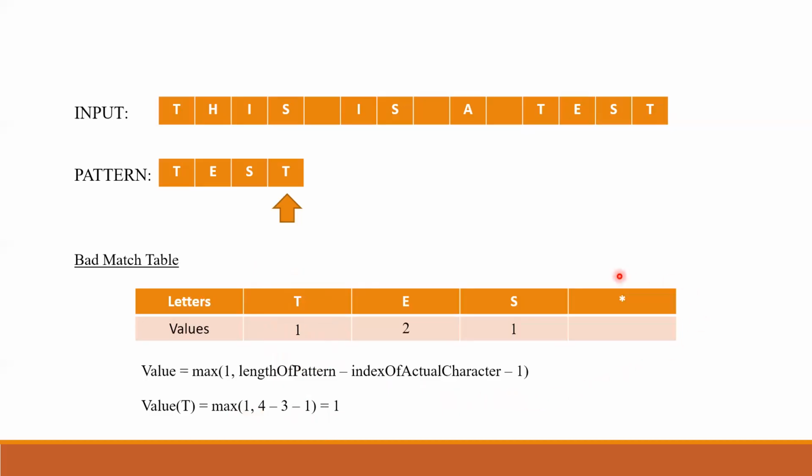Now, this star represents any character that is not present in the pattern, and its value is taken to be the length of the string. So the length of this input pattern is 4, as we can see. So the value corresponding to the star is 4.